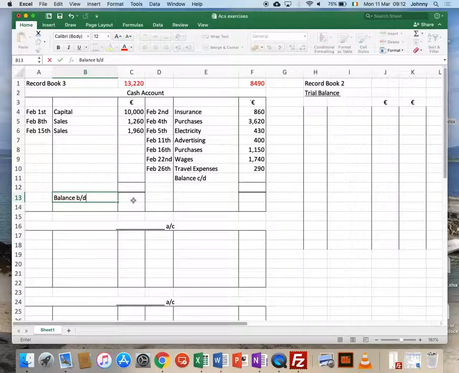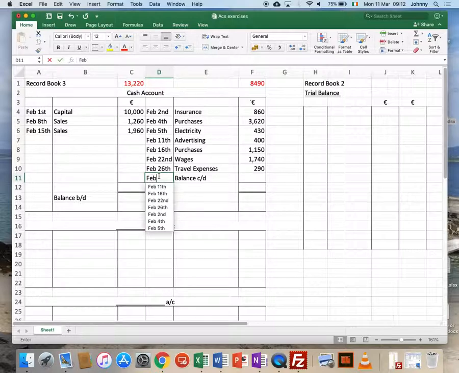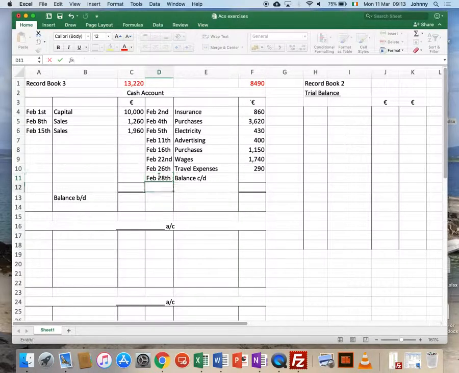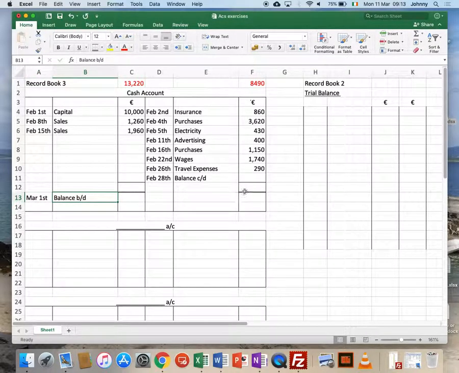Are we okay with that so far? Okay. The date for this is February, so that will be February 28th. And this would be March 1st. Okay, so how much goes into it?